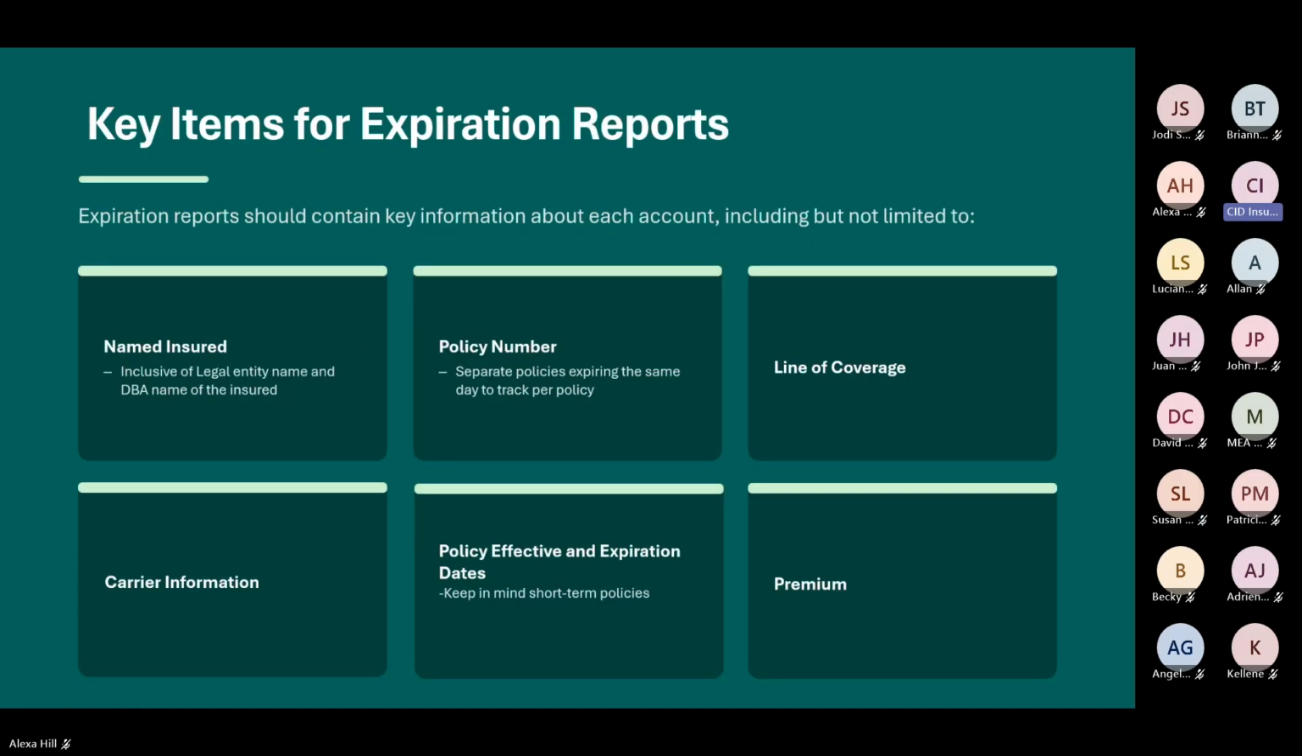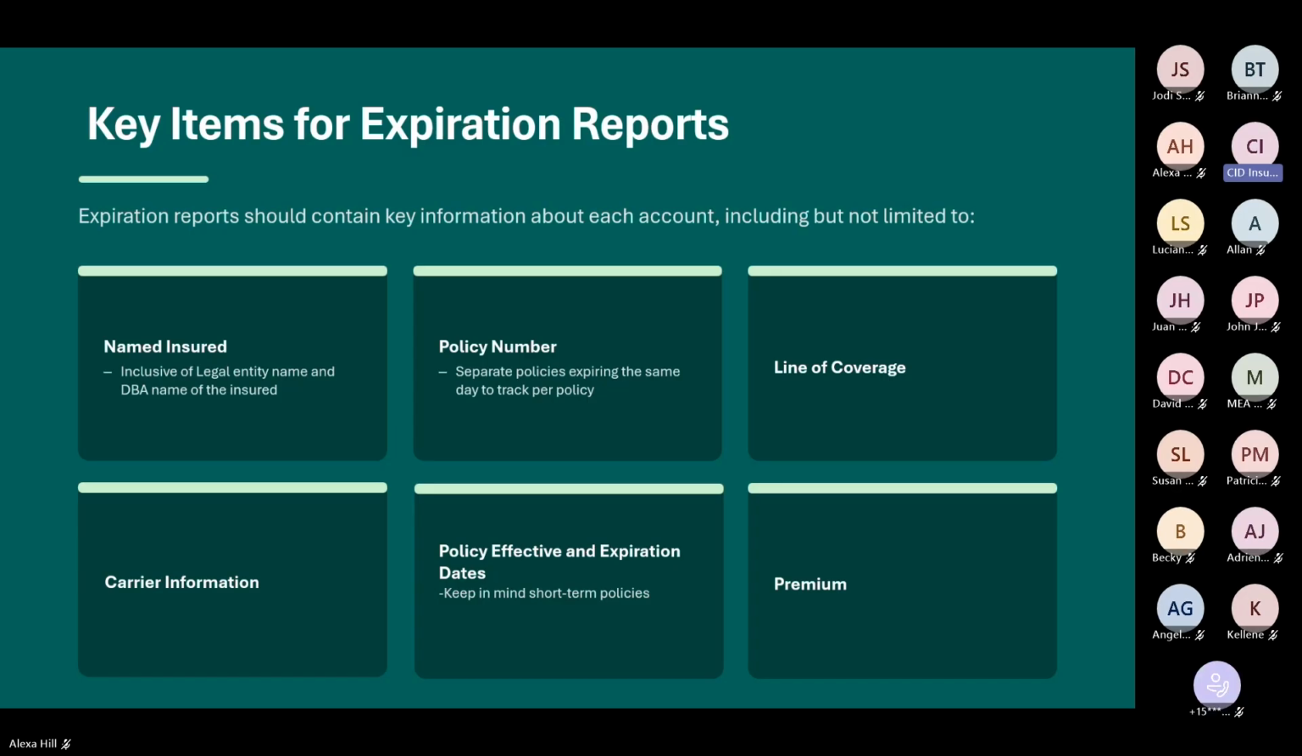Now we're going to dive more into the best way to set up an expiration report. Expiration reports should contain key information about each account to make them easily identifiable when you go to work them. While this is not an all-inclusive list, I would recommend including the insured's legal entity name and their DBA name, the expiring policy number with a separate line for each policy if the same insured has multiple policies renewing at the same time, the line of coverage, expiring carrier information, and expiring premium.